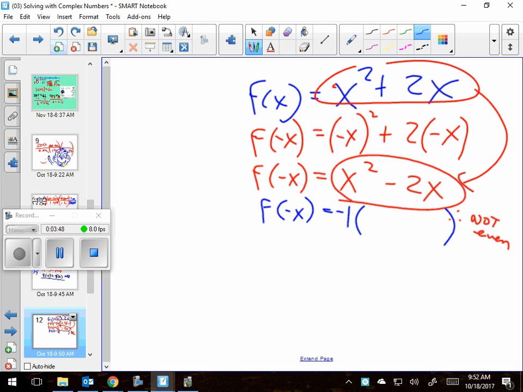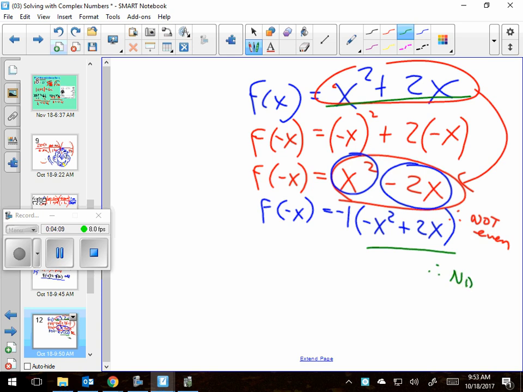When I take a negative 1 out of this, it becomes negative x squared. When I take a negative 1 out of that, it becomes positive 2x. Is this f of x? Is it exactly the same? No, it is not. And therefore, I can say this one was not odd, and therefore it's neither one. Let's do one that actually works out.